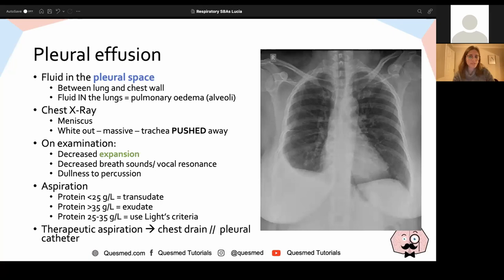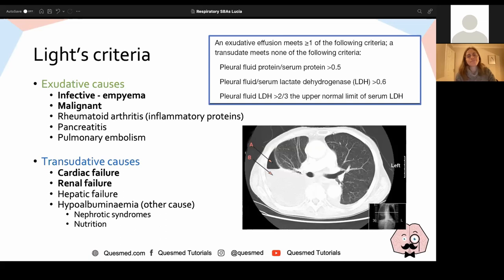Now, Light's criteria. I don't know how much you have to remember these from the top of your head, maybe just remember that it exists. We're talking about an exudate when one or more of the following criteria are met, and a transudate doesn't meet any of these criteria. So if you have a pleural fluid protein over serum protein ratio of more than 0.5, or a ratio of pleural fluid over serum lactate dehydrogenase of more than 0.6, or the pleural fluid LDH is more than 2/3 of the upper normal limit of serum LDH. These really apply for your in-between figures, between 25 and 35 grams per liter.